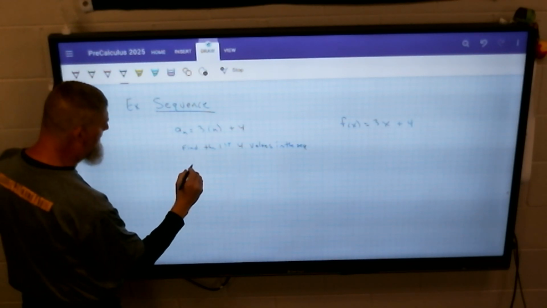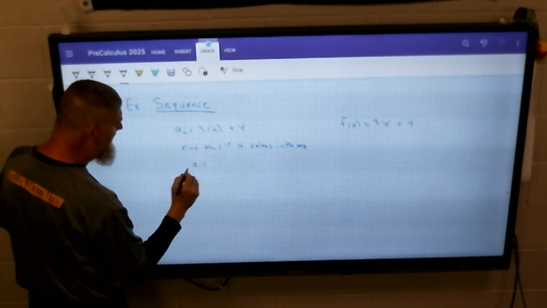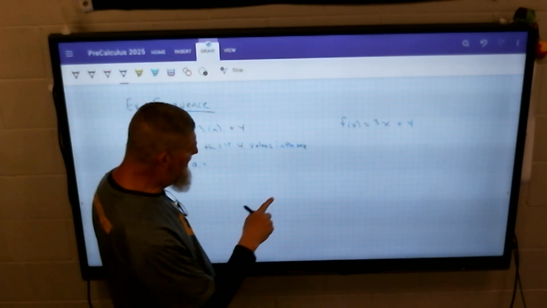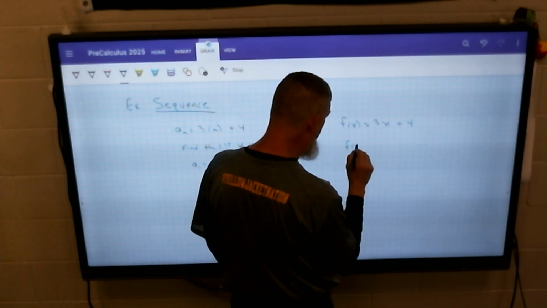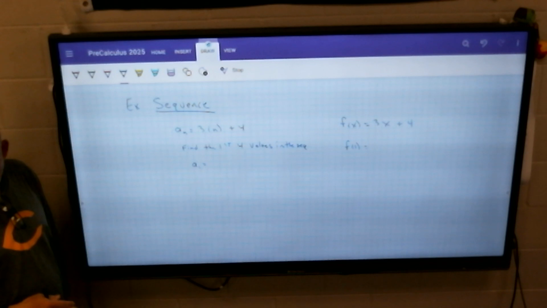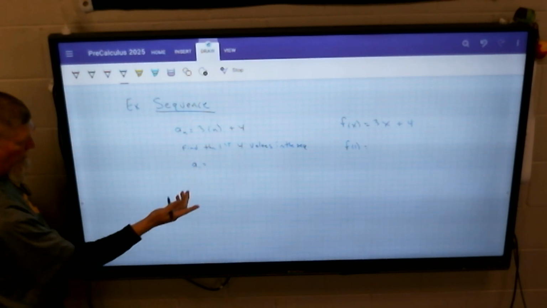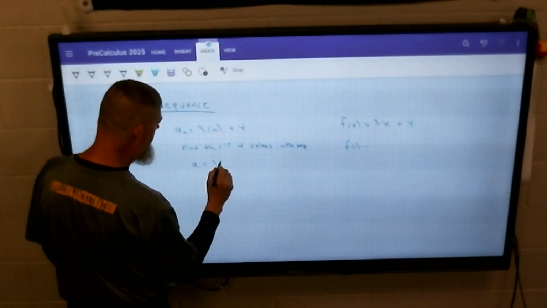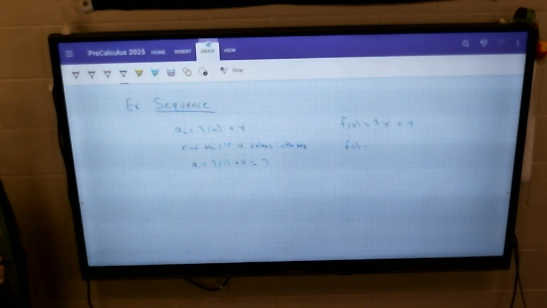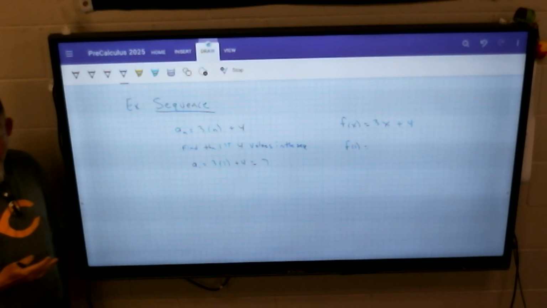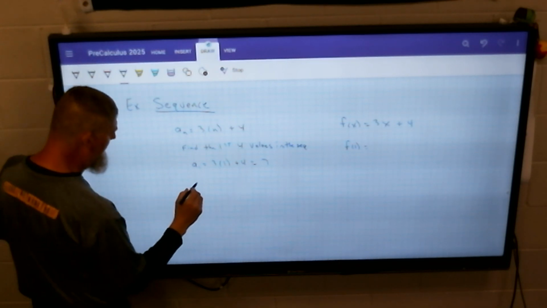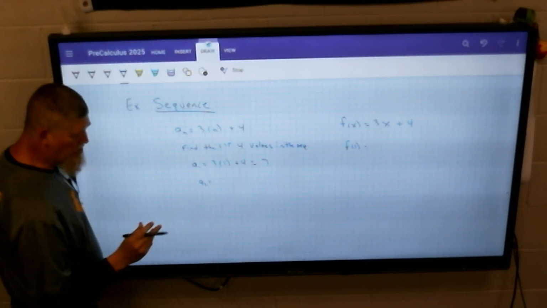Okay, so to find this, I'm going to find the first term, a sub 1. Just like over here, if I said find f sub 1, you simply plug 1 in for x. So if I'm finding a sub 1, you simply plug in 1 for n. So 3 times 1 plus 4 is going to give me 7. Now, once again, this is not recursive. I don't have to know a of 2 or a of 3 or a of 4. If I just want to find a of 2, I can just jump straight to it.